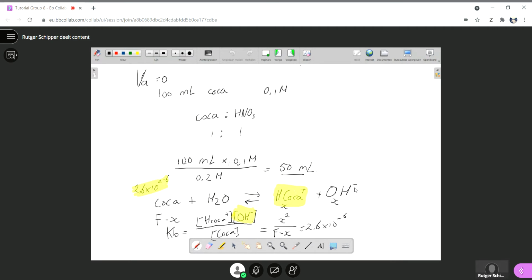It's basically the volume of the cocaine multiplied by its concentration, divided by the concentration of the titrant, which gives us 50 milliliters. So I hope everyone could figure that out.